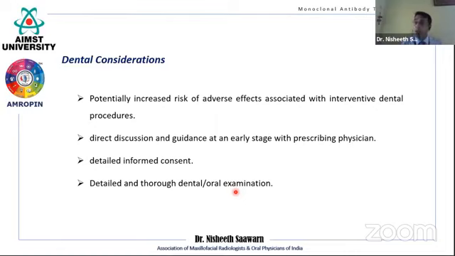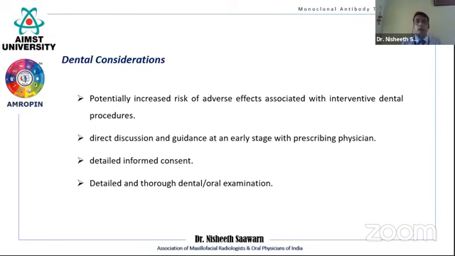And you have to do a detailed and thorough oral examination. It's not that the patient came for caries and you see only caries. No, you have to do a thorough oral examination, because I told you that the chances of pre-neoplastic disorders, chances of lichenoid reaction, Steven-Johnson syndrome, erythema multiforme, and some other mucocutaneous lesions, or chances of development of neoplasia are there, and they can be seen in the oral cavity. So it is your duty to examine the mouth thoroughly.